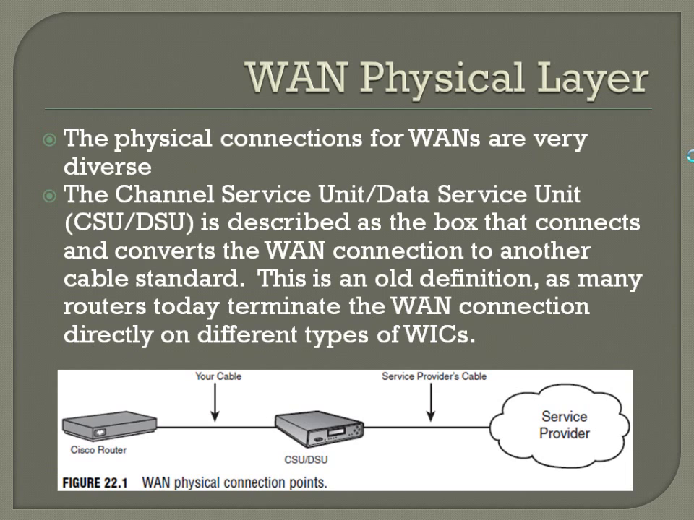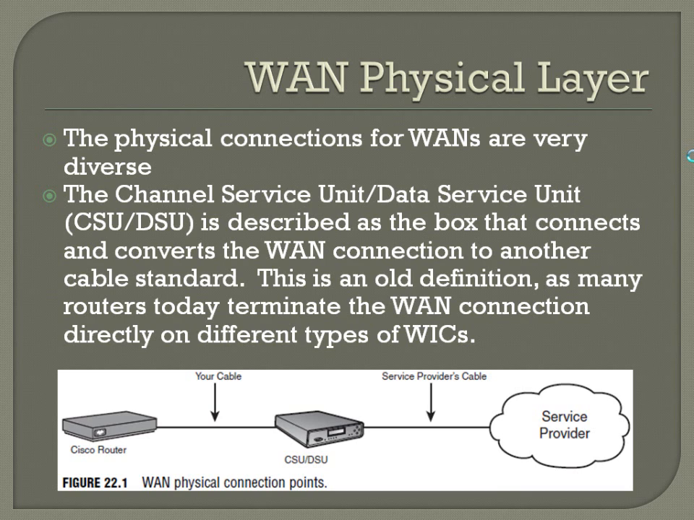So that's the different types of WAN connections, at least from a very general perspective. So we move on now to the WAN physical layer. The physical connections for WAN are very diverse. The channel service unit, data service unit, or CSU/DSU is described as the box that connects and converts the WAN connection to another cable standard.